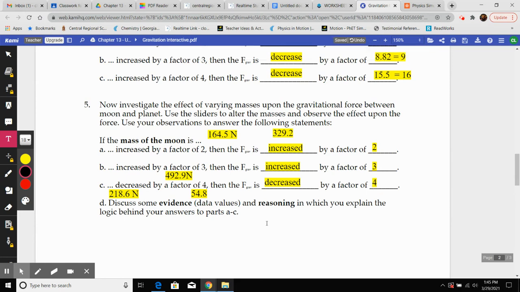So let's discuss some data. Essentially, these are our data values by which you explain the logic behind our answers here from part A to C. So we set it at 15 times 10 to the 22nd kilograms. We doubled it to 30. We got this value, divided out, figured out it's a factor of 2. Kept the original value of that 15, then changed it to 45 times 10 to the 22nd kilograms, divided by it, got a factor of pretty much 2.99 and change.